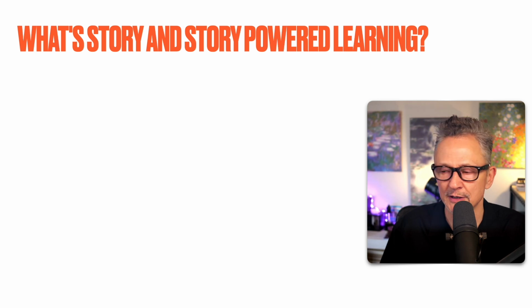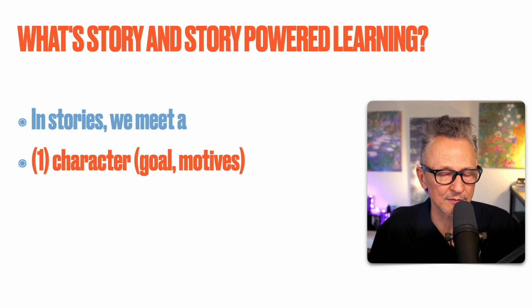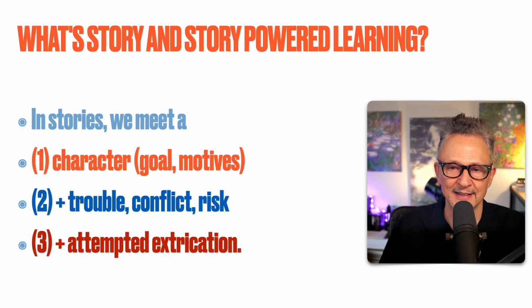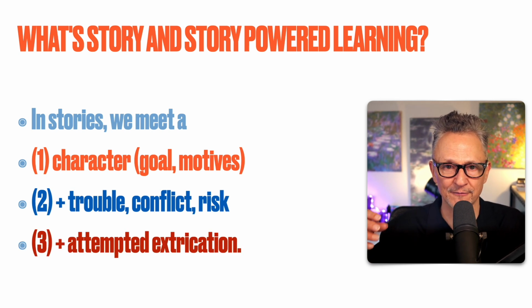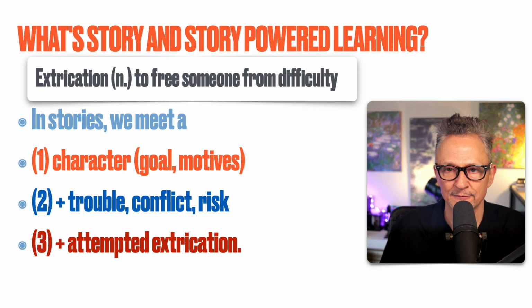All right, so what is story and what is story-powered learning? Let's start with some definitions. In stories, we meet a character who has goals and motives, desires and ambitions, and in order to reach those goals, the character meets trouble and conflict and risk and danger, and then in the end attempts to extricate him or herself from that danger. Extrication is a great word in this case. It means to free someone from difficulty. So again, in stories, we meet a character with goals and motives who faces trouble, conflict, risk, and dangers and struggles, and then attempts to extricate him or herself.